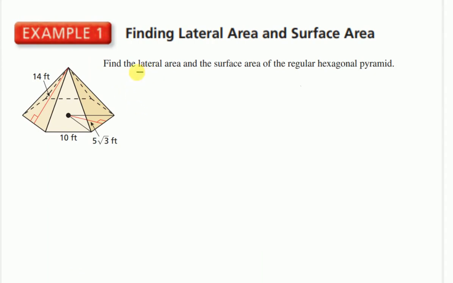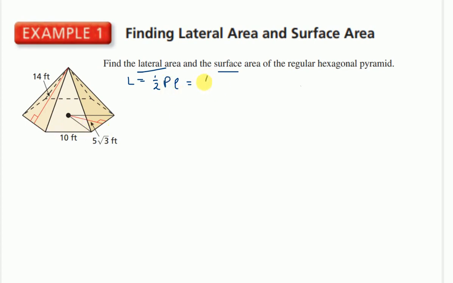To find the lateral area and surface area, let's start with the lateral area. The lateral area, if you remember, is 1/2 perimeter times the slant height. Now this looks like the formula for a triangle. That's because it is. You're finding the area of one of these triangles and then multiplying it by how many sides there are. That's basically where this perimeter comes in, because you have to do it times 6. So you could just find the area of one triangle and then do it times 6, or you could do the times 6 here and find the perimeter.